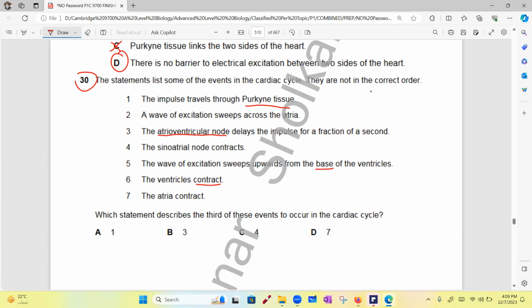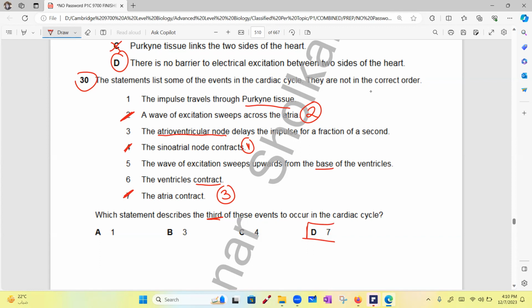Sinoatrial node contracts. Yes, they mean the muscle around it, okay? And this is going to activate the sinoatrial node. So this is 1. Okay, what is 2? They want the third. After the sinoatrial node sent out a wave of impulses, what will happen? The wave of excitation sweeps across the atria. Okay, yes, correct. And then after the wave of excitation sweeps up... The atria contract. Yes, very good, the atria contract. Then is this the third? Then it will be D. Okay, this is the third.